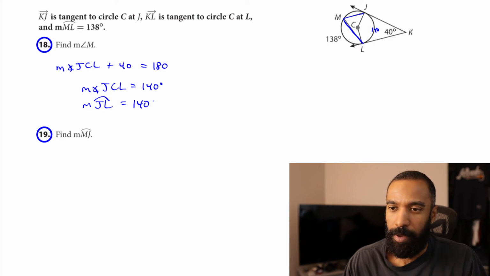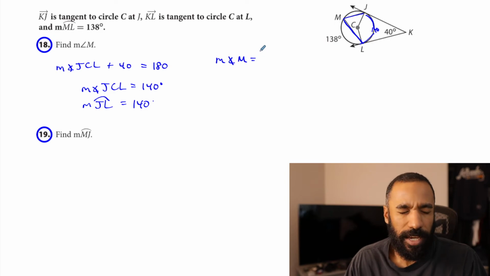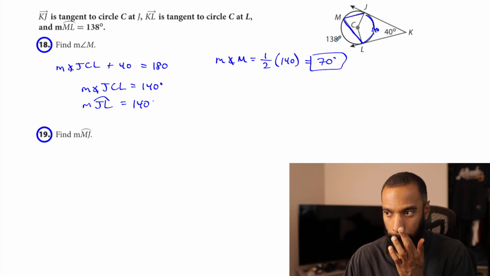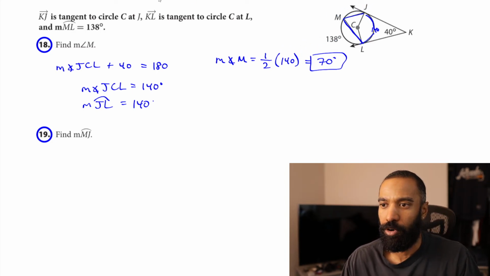So that's this whole guy. Now we talk about the measure of angle M, which is half of that because it's an inscribed angle. Not a circumscribed angle, but an inscribed angle. It's half of 140, which is 70 degrees right there. So that is the measure of angle M. Again, JML is probably the better term, but that's 70.